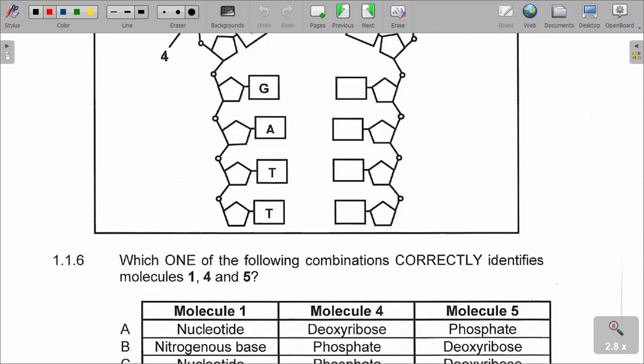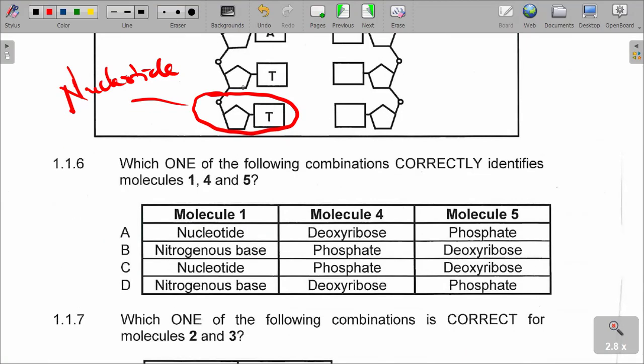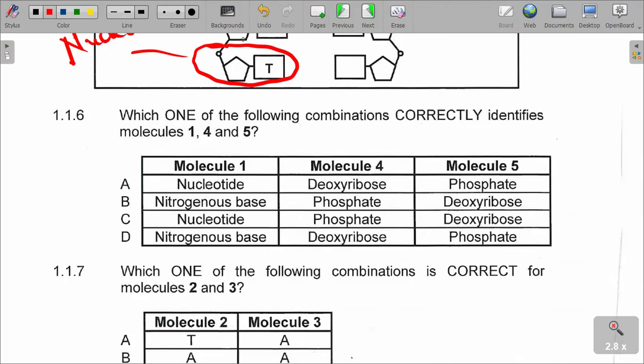If we take this part alone, we say that DNA is made of nucleotides. So if we take one piece of this, this is a nucleotide, which is made up of phosphate, deoxyribose, and nitrogen base. These three join together as a chain to form a DNA structure. Which one of the following combinations correctly identifies molecule 1, 4, and 5?